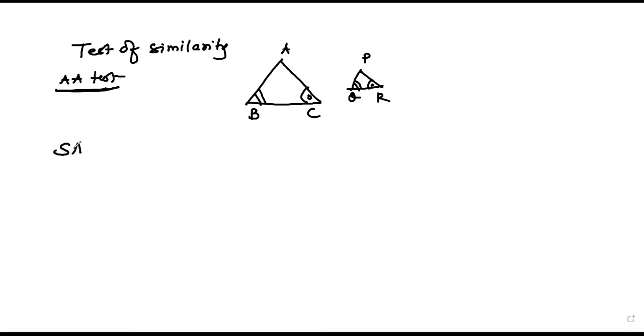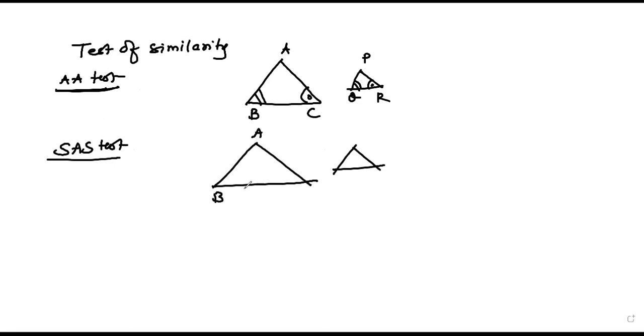The second one, SAS test, okay? What is the SAS test of similarity? Two triangles are there, children. If you see any time the ratio of one pair of corresponding sides, like AB upon PQ, is equal to BC upon QR. Now you can see, children, this is the ratio of one pair of corresponding sides equal to the ratio of the other pair of corresponding sides.